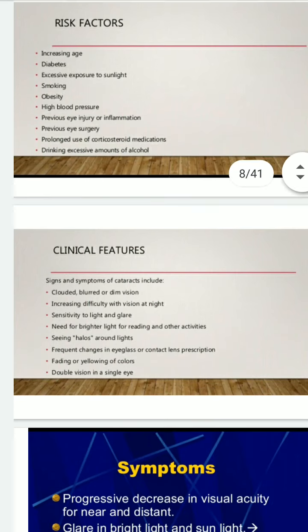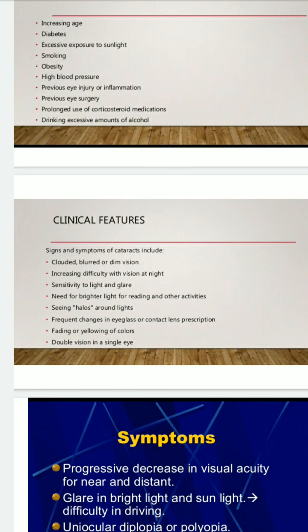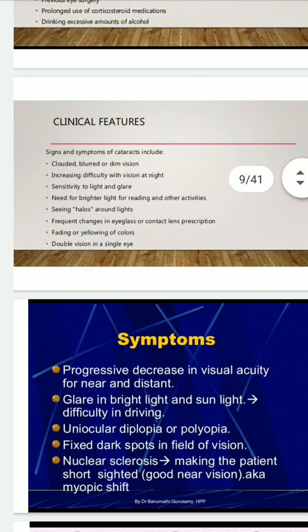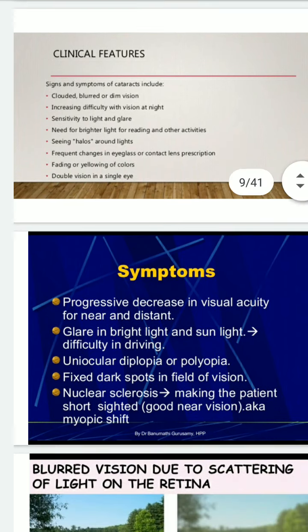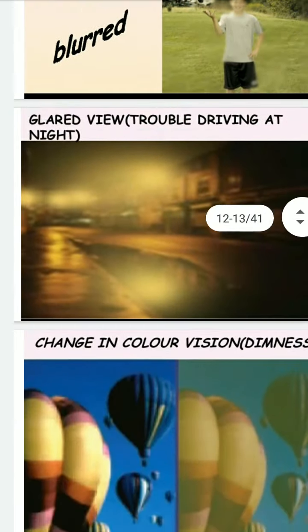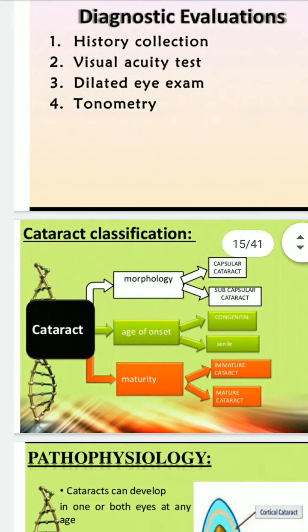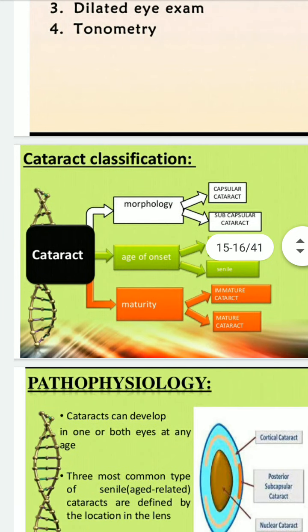And the clinical features are mainly blurred vision, progressive decrease in visual acuity, uniocular diplopia, fixed dark spot in the field of vision, etc. Then diagnostic measures are mainly history collection, visual acuity test, dilated eye examination and tonometry. And classification is mainly morphological, age of onset and maturity. In morphological classification there are mainly two types, capsular and subcapsular cataract, and by age of onset, mainly congenital and senile cataract.